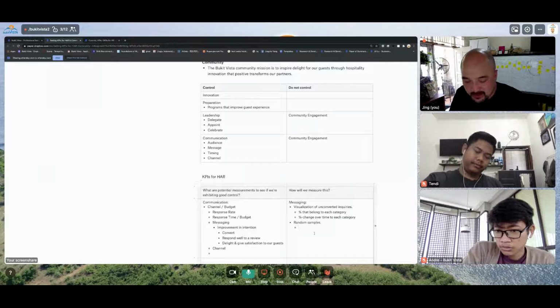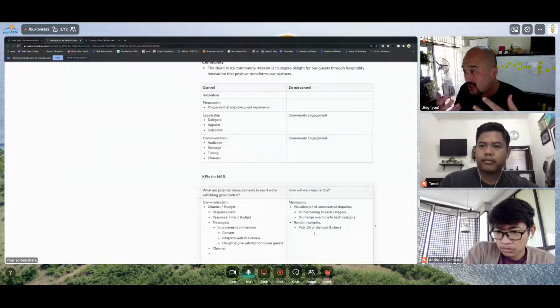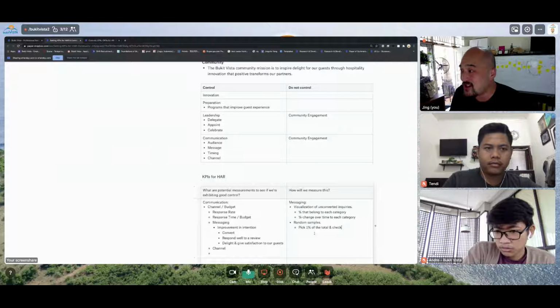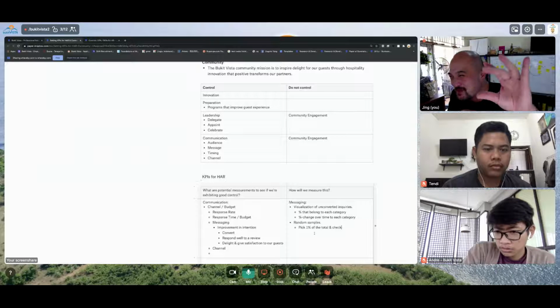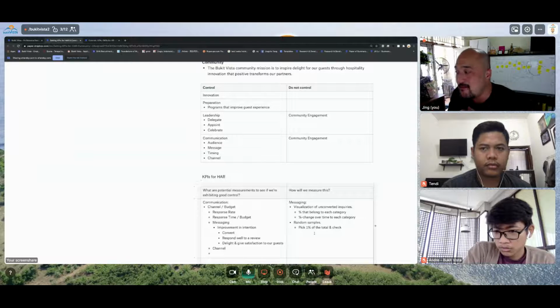So you can pick a random sample. You can pick, let's say, 1% of the total and check. And if this stuff isn't right, then all of it isn't right, because we have to say that this probably is reflected throughout the entire batch of inquiries. So that's how you can get a little bit more control on the messaging by selecting a random sample set. Nobody inspects everything, except Four Seasons, because they have a smaller number of rooms, but nobody has the capacity to inspect everything all the time.